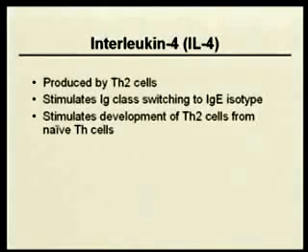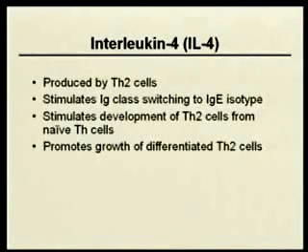Th2 cells are in the acquired, or they're not in the innate immune response. Now, they can actually produce cytokines that can stimulate the innate, but typically they're associated with the acquired immune response. So again, interleukin-4 is produced by Th2 cells, and it leads to the stimulation or the development of Th2 cells. So IL-4 is very important in the development of the Th2 response. And this is basically restated here, promotes growth and differentiation of Th2 cells.